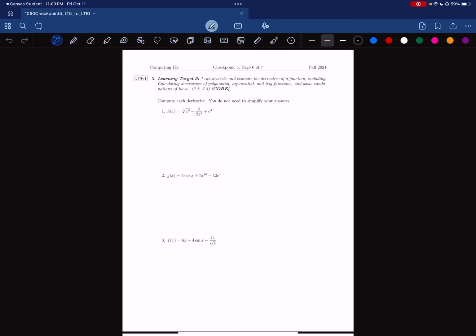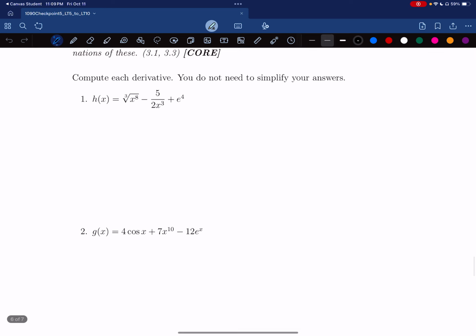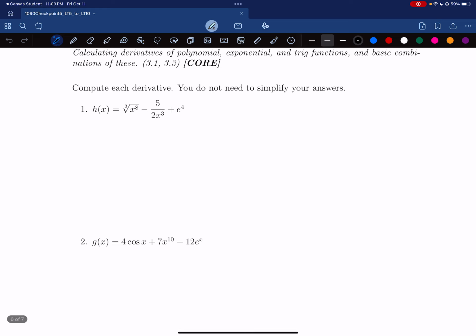Hey everyone, today in this video I will be going over learning target 9, which relates to derivatives of a function, specifically derivatives of polynomials, exponentials, and trig functions. So let's just jump right into it. We're asked to compute three different derivatives, and I'm going to look at this first one now.